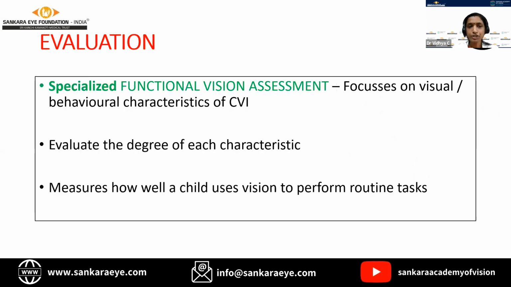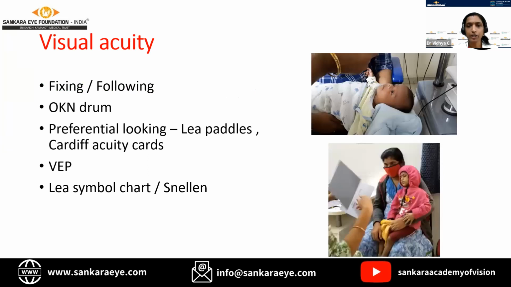So the professional working with these children should do a specialized functional assessment, which focuses on the visual and behavioral characteristics of CVI. This assessment will evaluate the degree of each characteristic of CVI in that child. It measures how well a child uses the vision to perform the routine task. Starting with the visual acuity.